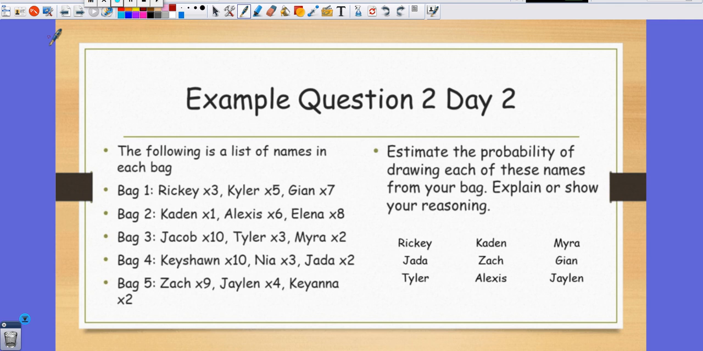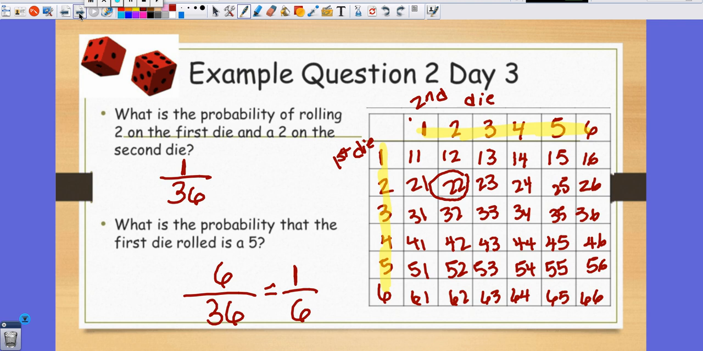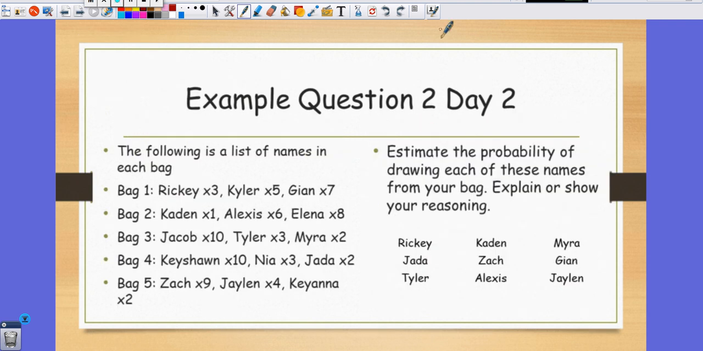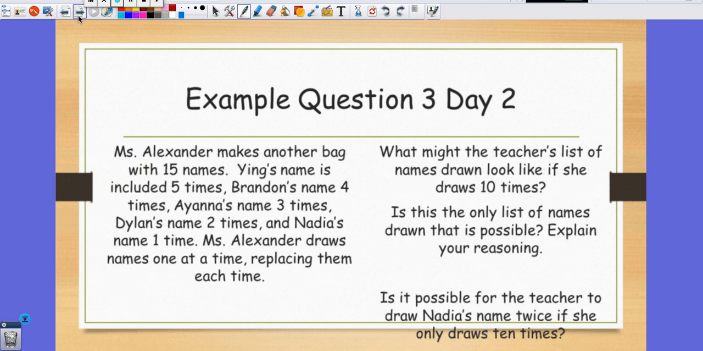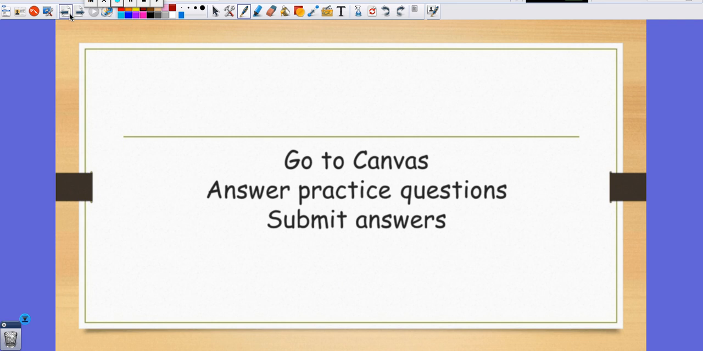Okay, let's see what's next. This is example question. Oh. Let's see what I got going on here. Okay, so I have some duplicates. So we're finished.